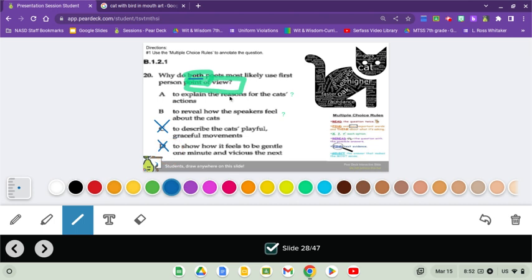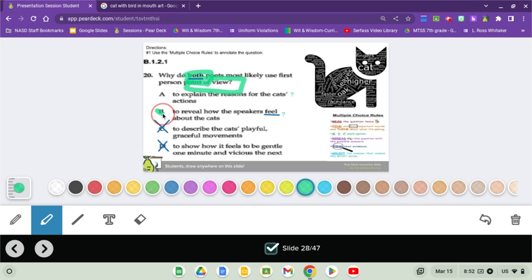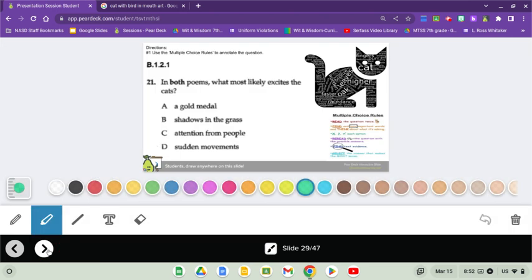Now, to explain the reason for the cat's actions or to reveal how the speakers feel about the cats. Well, I think if you're in first person, we're more likely to figure out how you feel rather than explaining something away, which is more analytical, third person. So the correct answer is B. I knew it. Nice work. I'm smarter than you. Slide 29.